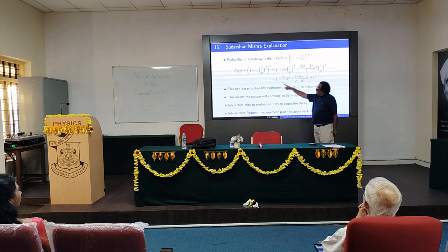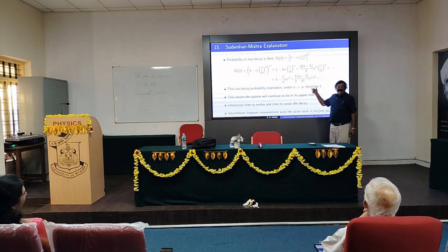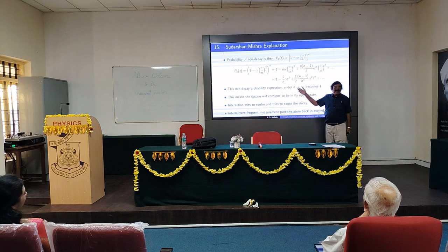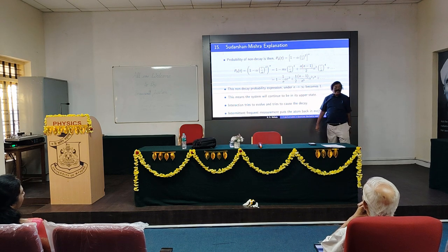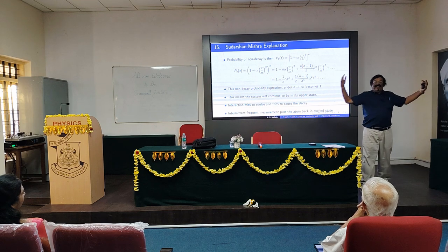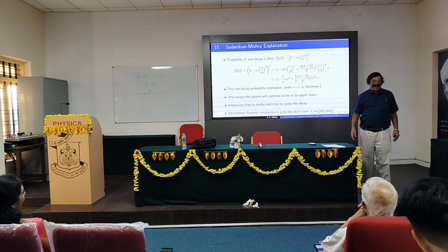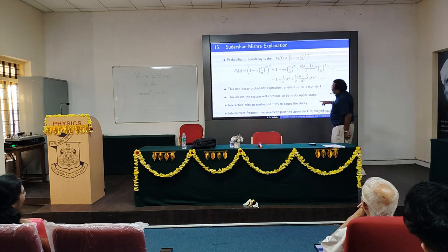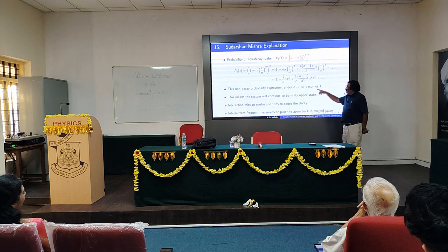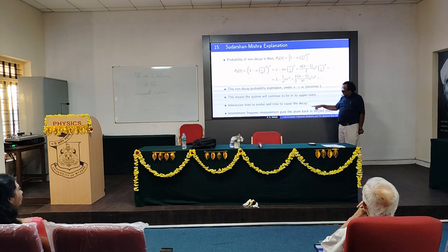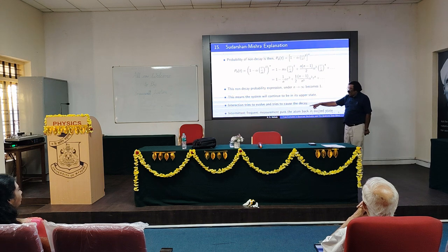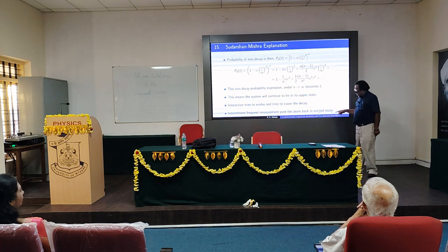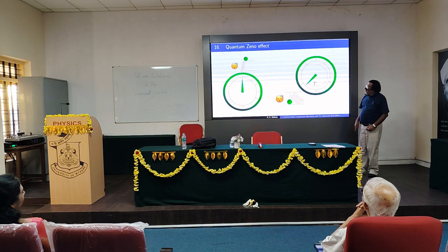If you expand that, it becomes 1 minus 1 by n something, 1 by n cube something. I am emphasizing the denominator where n is present. So if n becomes very large, these terms become 0, everything apart from the first term becomes 0. So what is the probability of non-decay after so many frequent measurements? It is 1, which means it will not decay at all. This non-decay probability under n going to infinity becomes 1. This means the system will continue to be in its upper state. Interaction tries to evolve and cause the decay, but intermittent frequent measurements put the atom back in the excited state.